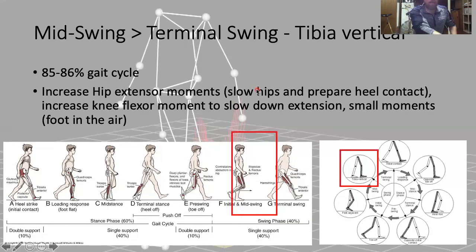Now we're into that mid swing and that tibia vertical. So now we're past feet adjacent. We've gotten to tibia vertical. So now we're at a place where the tibia is vertical or perpendicular with the ground. We're about 85% of the way through the gait cycle. We're now going to get those hip extensors to turn back on. Those hip extensors, right?